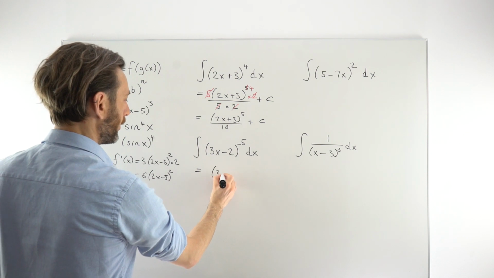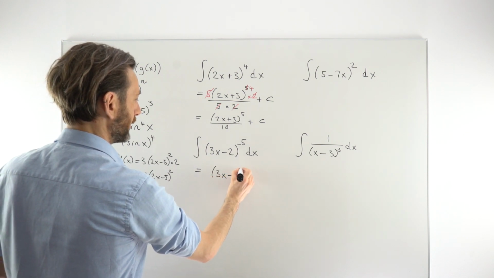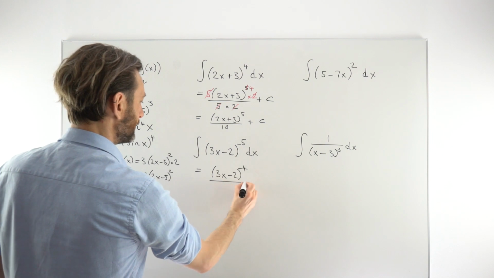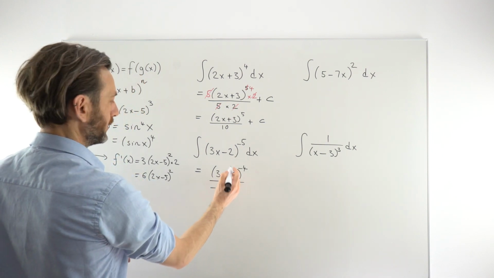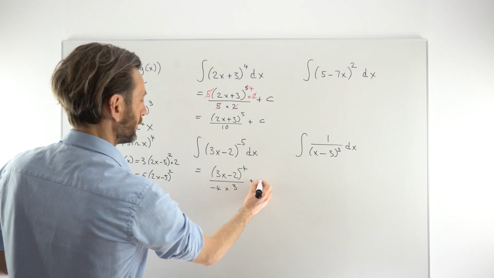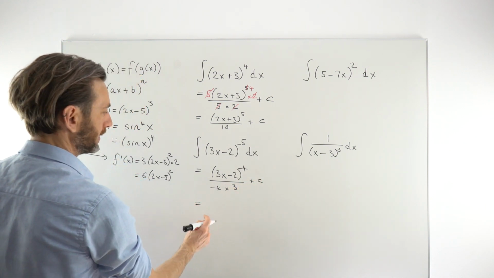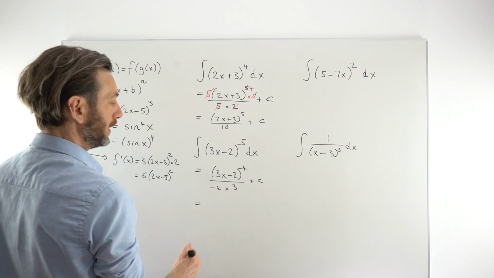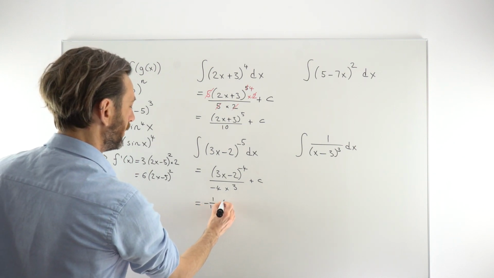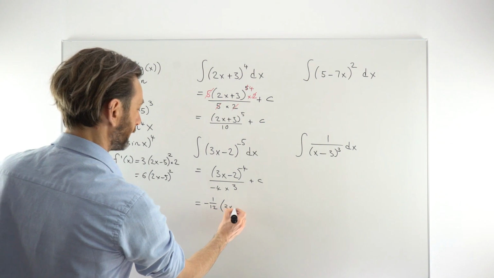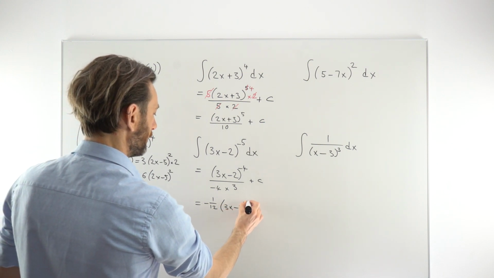So increasing the power by 1, that's going to take it up to a -4, dividing by the new power, -4, and timesing that by the derivative of the inside, which is 3, plus c, and then usually we can take a line to tidy that up, so it's -12. Just for a bit of variety, I'm going to write it as -1/12 and put it in front of the bracket.